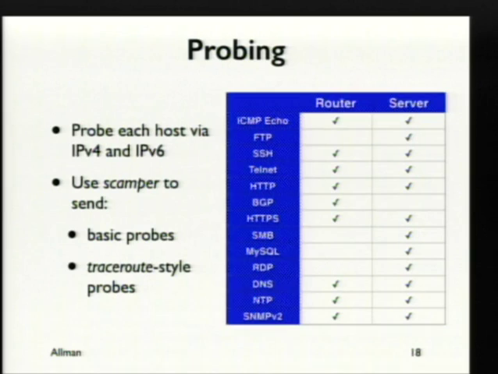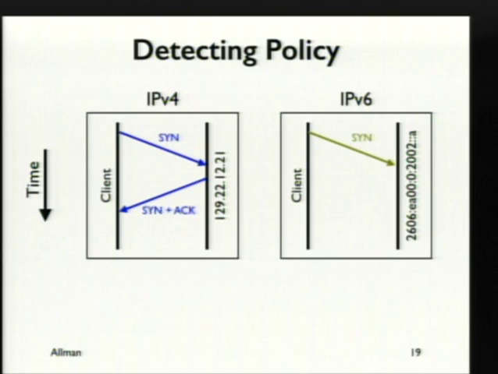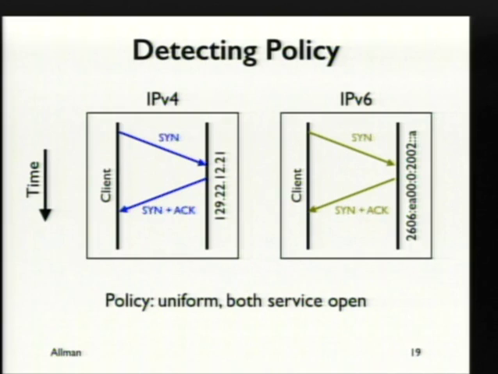So based on the results, then we try to detect policy. So these are ladder plots. Time goes down the slide here. One for V4, one for V6. I'm sure you guys have all seen these. But they work like this. So let's say the client sends the IPv4 address a SYN. The server might respond with a SYNACK. Now we know we can establish a TCP connection with that particular server. We could send the same SYN to the IPv6 address, and maybe we get the same result back. We get a SYNACK back. In this case, we say, okay, we found a uniform policy across V4 and V6. They act the same. And in this case, that port is open.